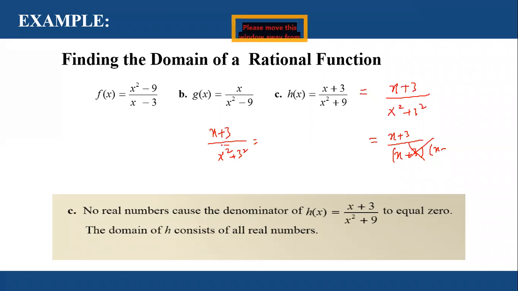But here we have a square and plus 9. You can give any value. If you give 0, x is equal to 0, so 0 square plus 9 equals 9. If you give any other value, like a negative value, again it becomes positive. So no real number can make this denominator equal to 0. So for this function you can give any value from minus infinity till plus infinity for real roots.